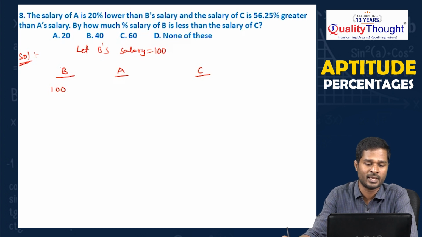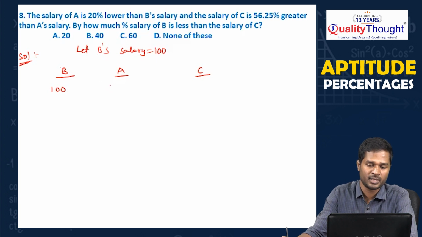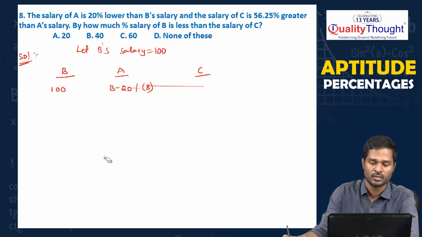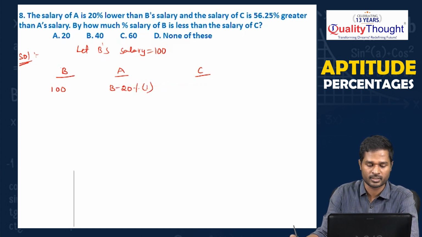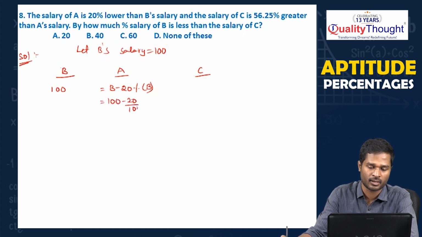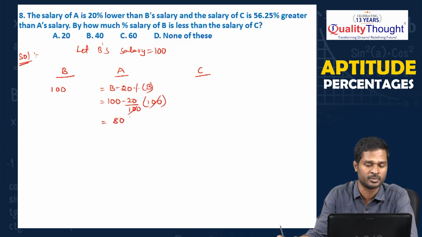Now A, what he says, A salary is 20 percentage lower than B salary. That means A value is B minus 20 percentage of B. No need to write it, 100 minus 20 is 80. But if you want it clearly, this is how we will take it. B minus 20 percentage of B, which is 100 minus 20% of 100. So 100 will cancel, 100 minus 20 is 80. Directly you can write 100 minus 20 is 80 percentage. Now B salary is 100, A salary is 80.